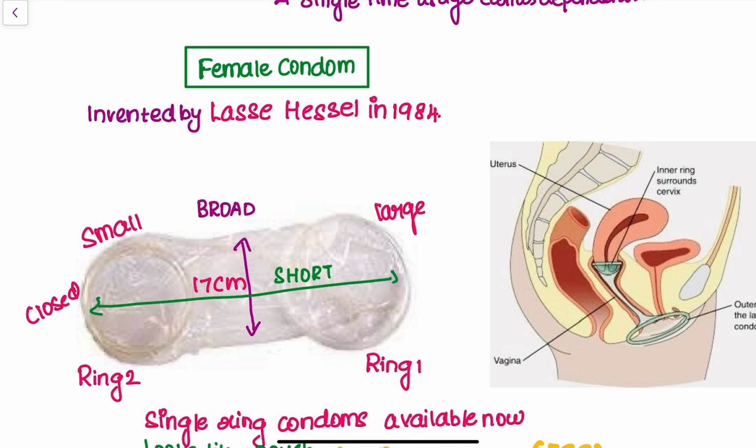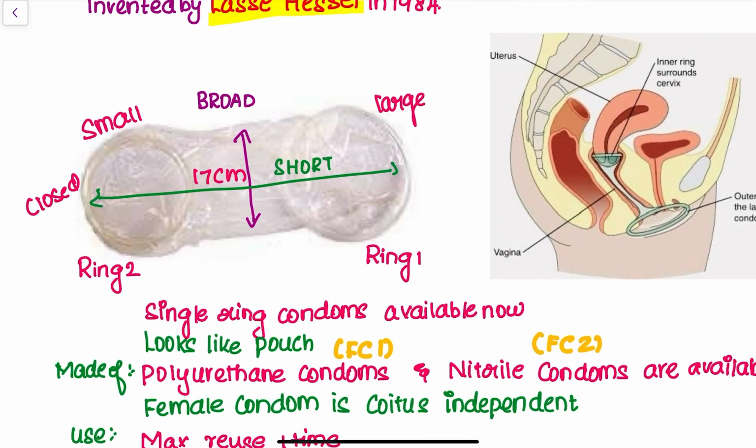With respect to the female condom, the most important point, which is very frequently asked in community medicine, is that the female condom was invented by Lasse Hessel in 1984. It was invented by Hessel in 1984. Now coming to the image. As you can see, the female condom is ideally 17 centimeters long, right? Please remember, the length of the female condom is about 17 centimeters.